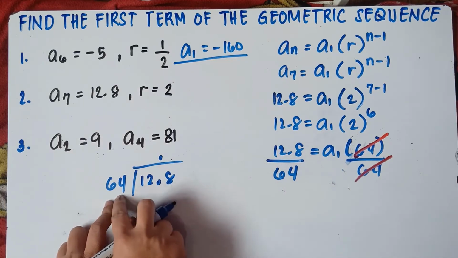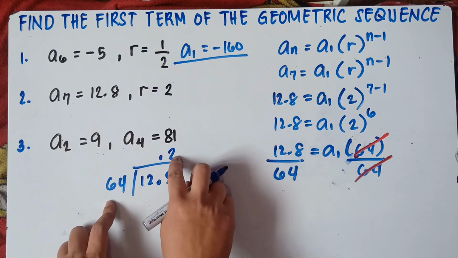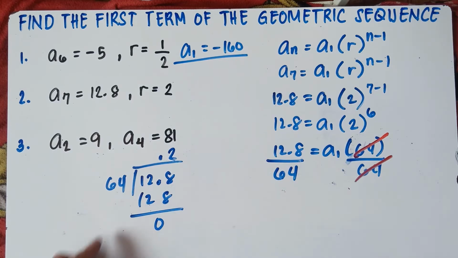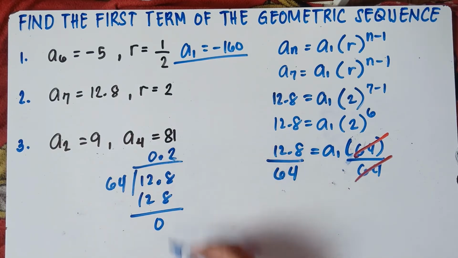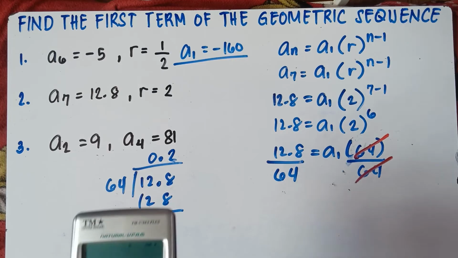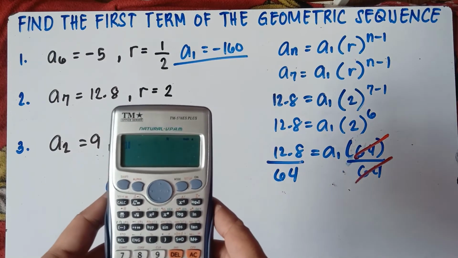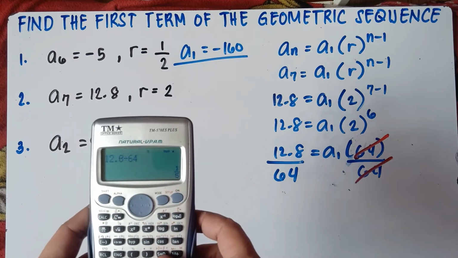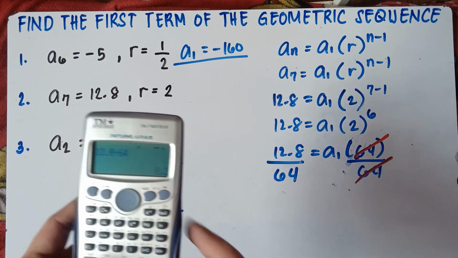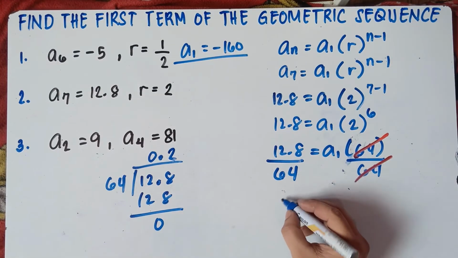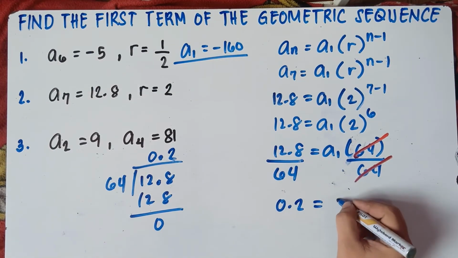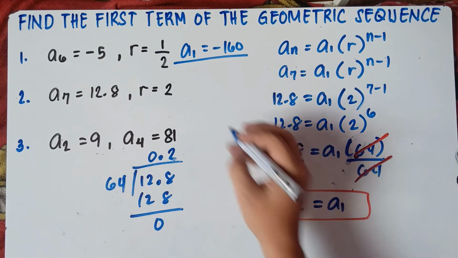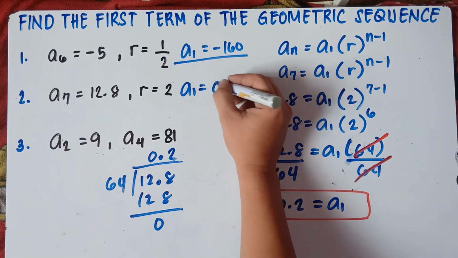So 128 divided by 64, that is 2. So 0.2, or 2 times 64, that's 128. And then 0. So the answer, class, is 0.2. Or if the teacher will allow you to use a calculator, good. Let's try 12.8 divided by 64. You will get 1 over 5 or 0.2. So this will be 0.2 equals a sub 1. That's the answer, class, for number 2. So a sub 1 equals 0.2.